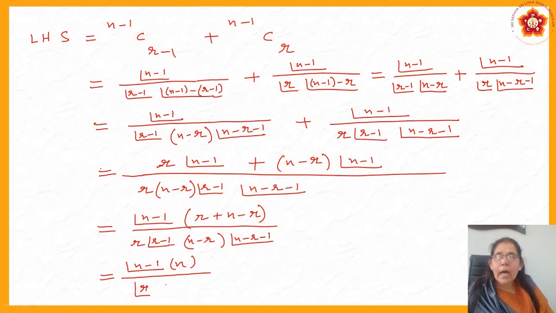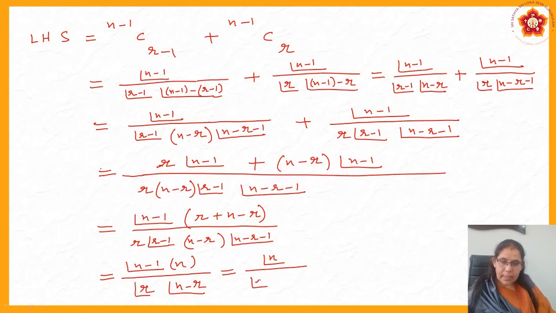And tell me, what is r into r minus 1 factorial? It is r factorial. What is n minus r into n minus r minus 1 factorial? It is n minus r factorial. And what about this? n into n minus 1 factorial, how can it be written? It can be written as n factorial.